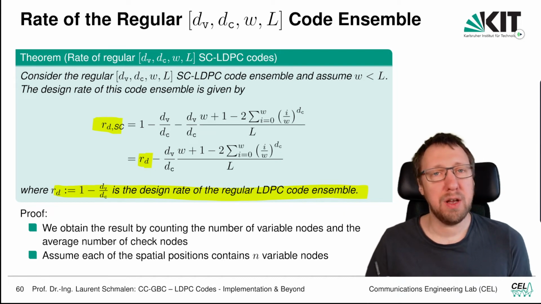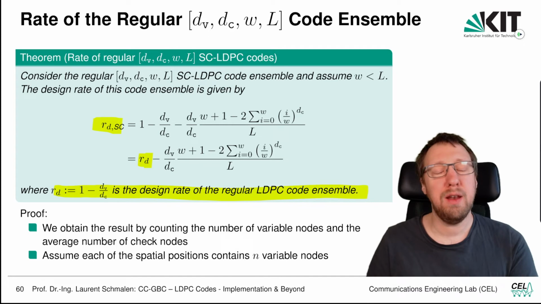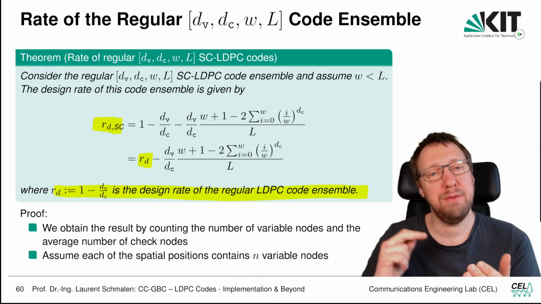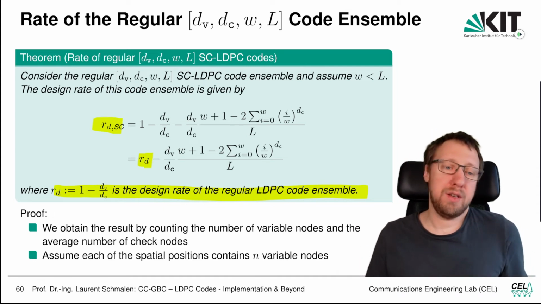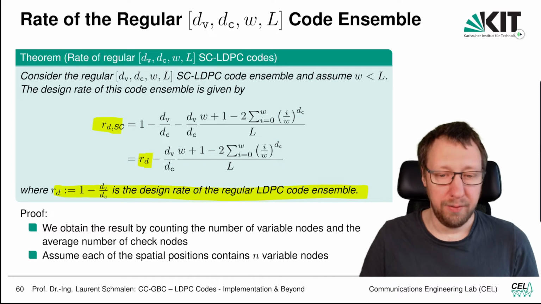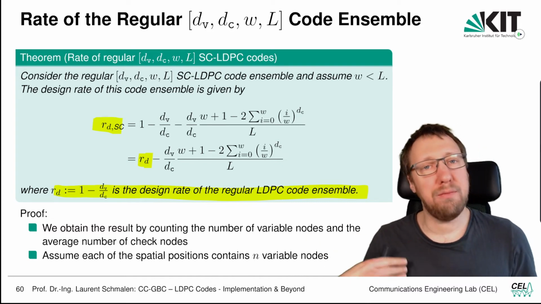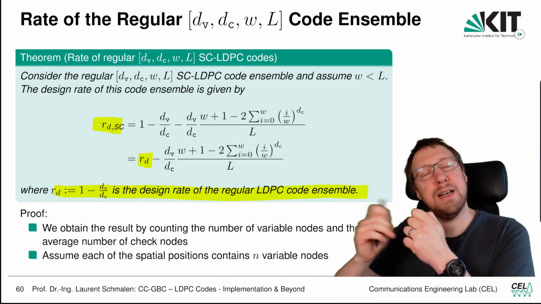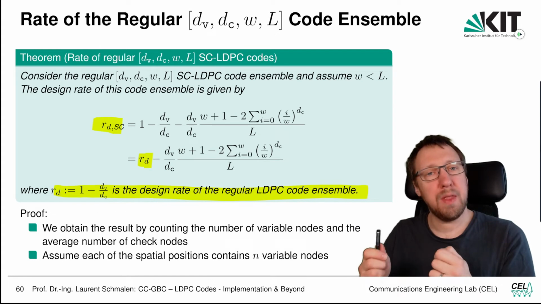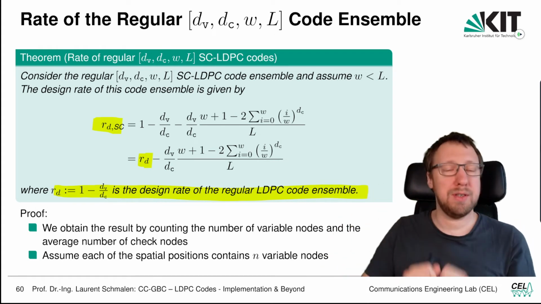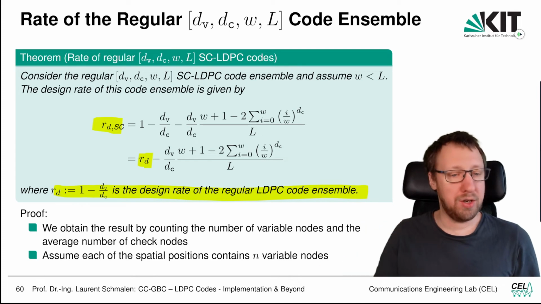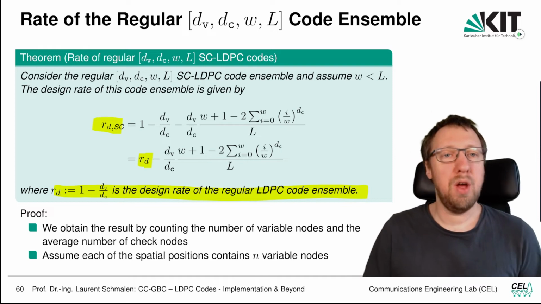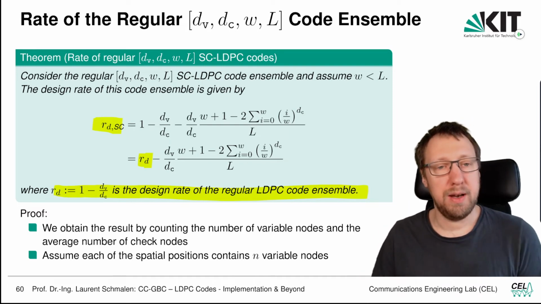How do we get the rate of a code? Well, we get the rate as 1 minus the number of check nodes divided by the number of variable nodes, 1 minus m divided by n. We need to count the variable nodes and the average number of check nodes. The number of check nodes varies because we have this random process of assigning the edges. And it can be that we remove some of those edges because the check node has no connections to it. So by just counting, we can then come up with an expression for the rate.